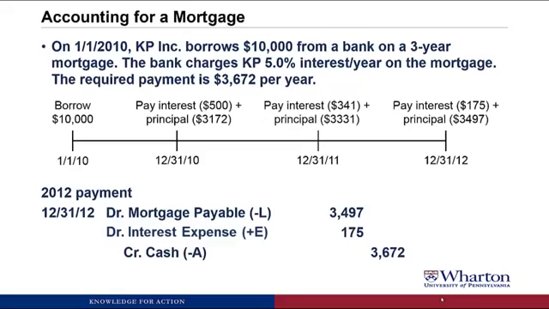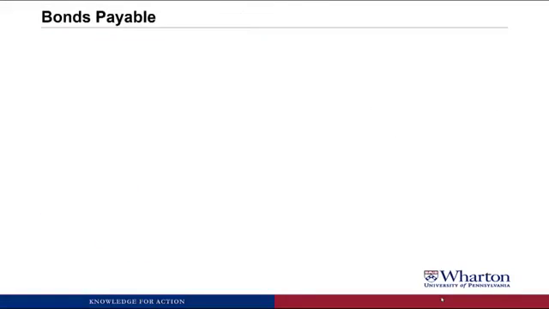So that's what goes on with the accounting for a mortgage, where you have this situation of equal payments, and the payments are partially for interest and partially for principal, so that by the end of the payment stream, you've paid off the loan. Now we're going to look at bonds payable, which is a very common way that companies raise money to finance their operations.